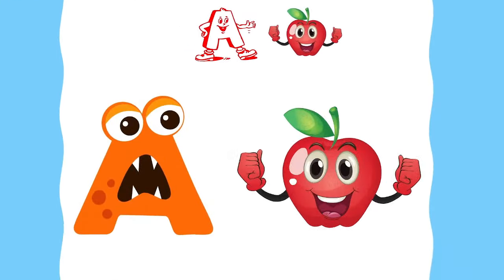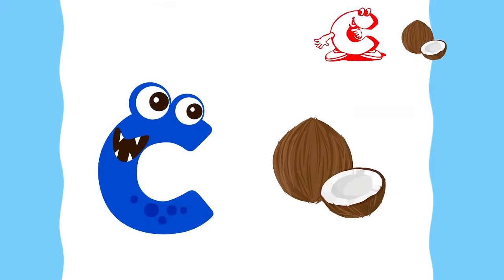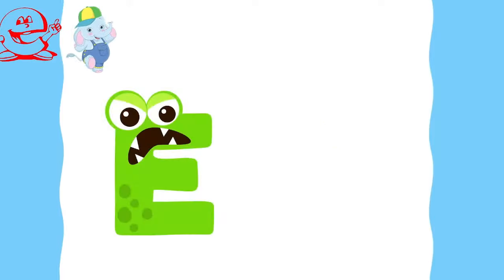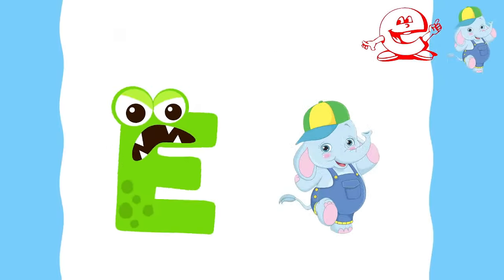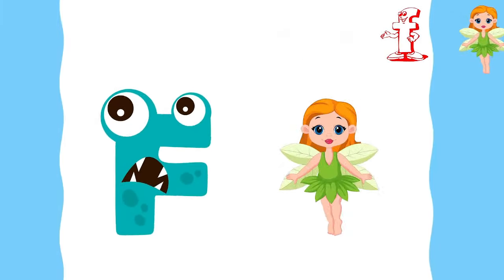A is for apple, a apple. B is for baby, b baby. C is for coconut, c coconut. D is for donut, d donut. E is for elephant, e elephant. F is for fairy, f fairy.